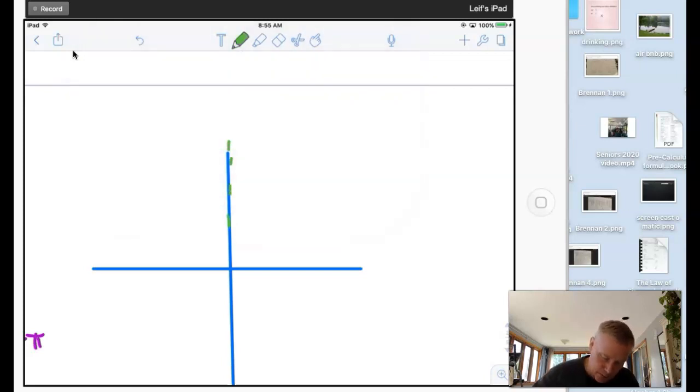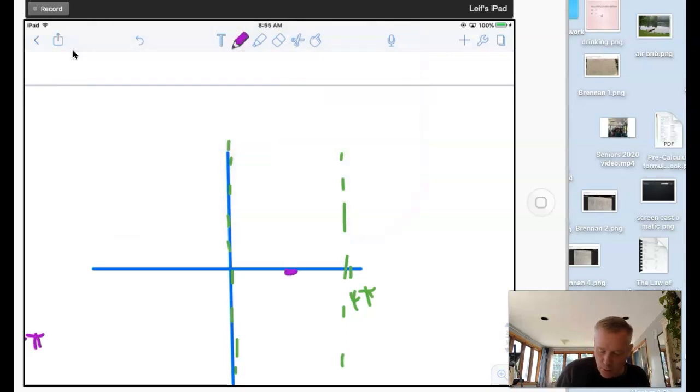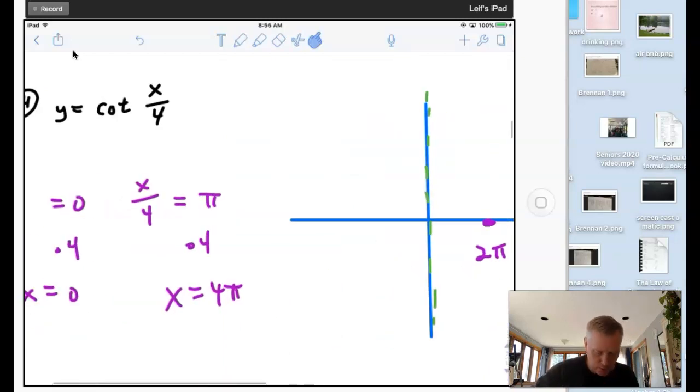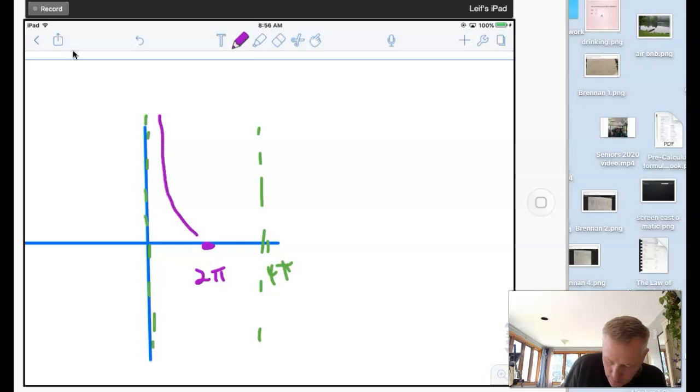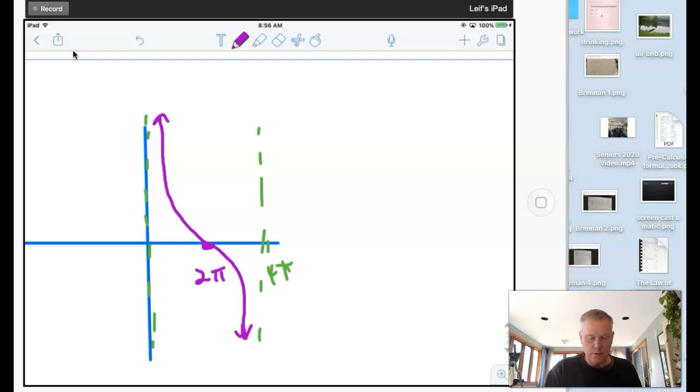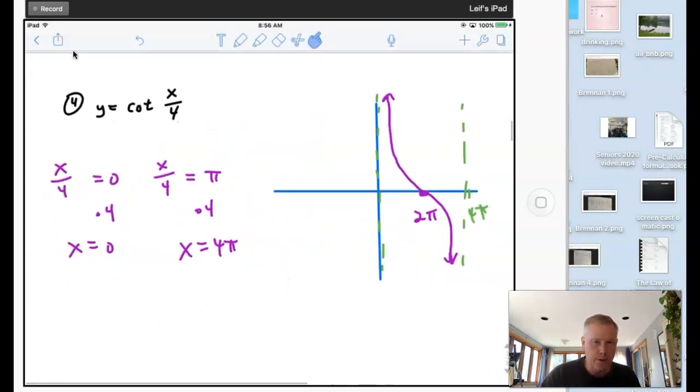X equals 0 is still a vertical line going through 0. Here's 4 pi. It will hit the axis halfway between that. Halfway between 0 and 4 pi is 2 pi. And then my curve, once again, that was positive cotangent, right? Yep, so this is going to start up at the top left and go down to the bottom right. And you can see how little effort that took. All right, good.